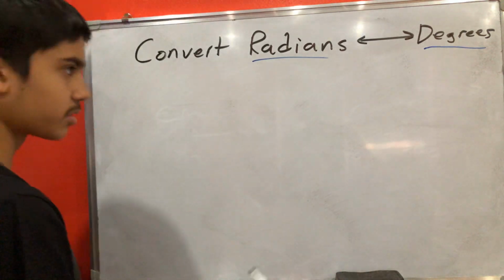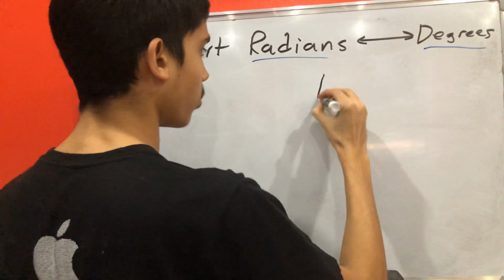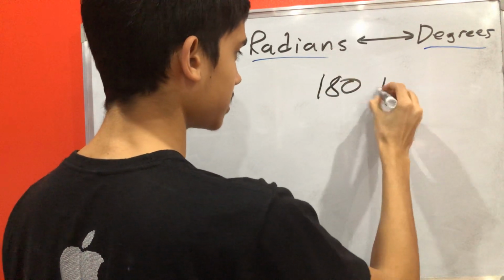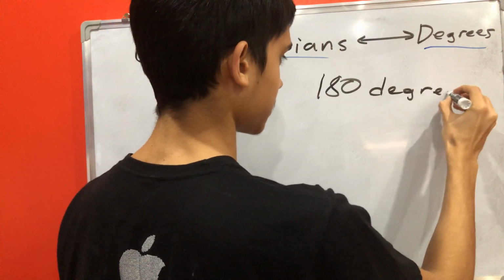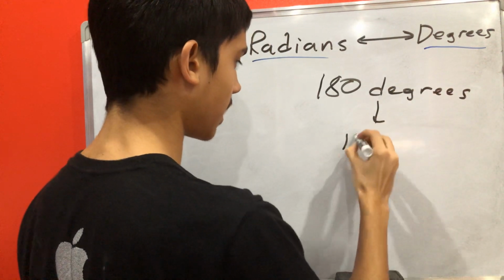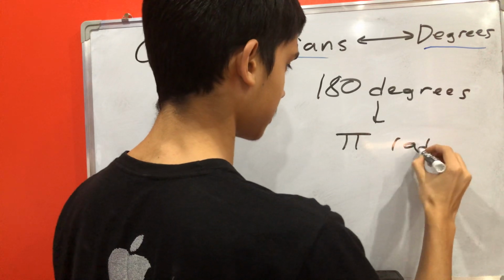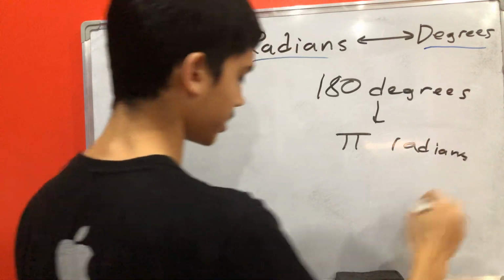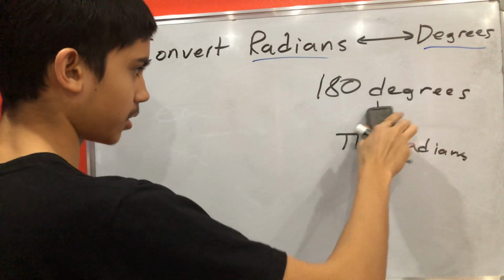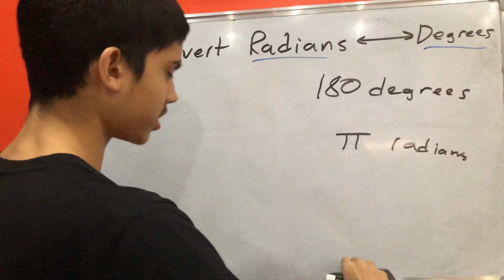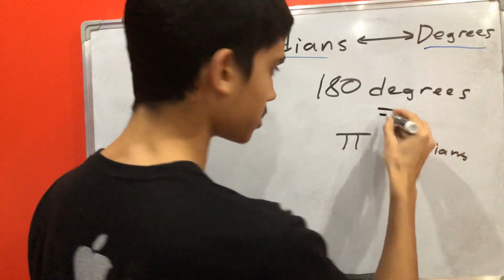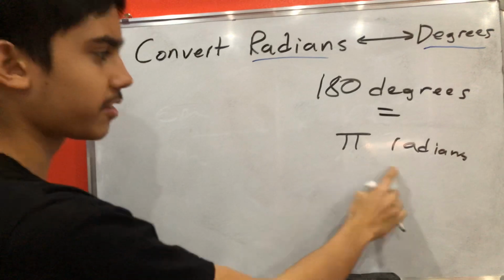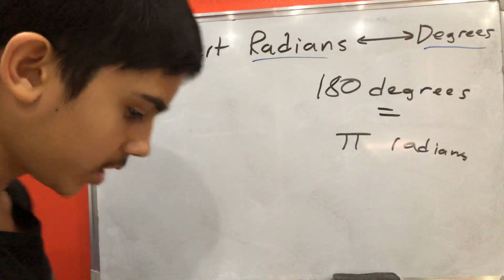So what's the conversion factor? It's 180 degrees is equal to pi radians. Okay, and we're going to do a lot of examples so you will definitely understand. Why is it not like 1 degree to radian? No, don't worry, just use this one, it's easy to remember. Pi radians, 180 degrees.